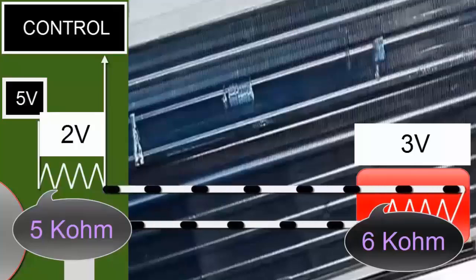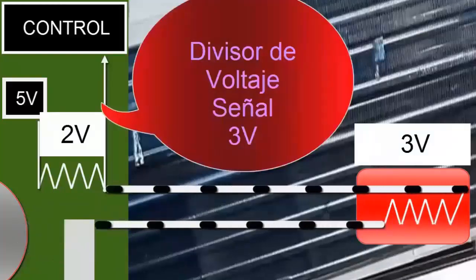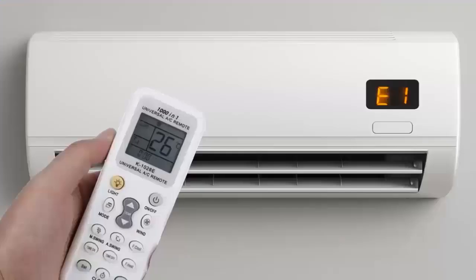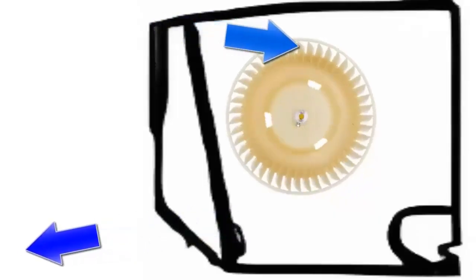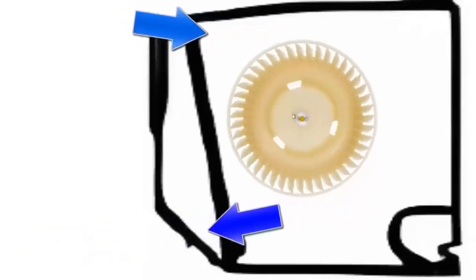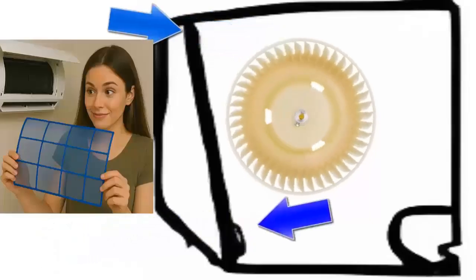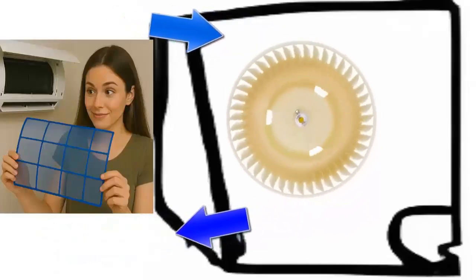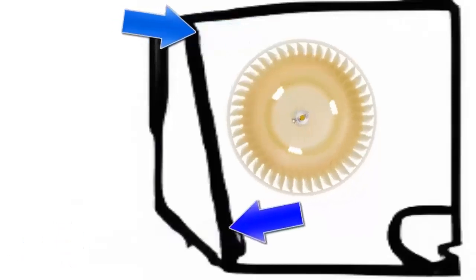Diagnosis and solutions. A. Before starting the diagnostic process, try turning off and unplugging the unit for several minutes and see if the error appears again after powering it back on. B. Check the proper airflow in the indoor unit, clean the air filters, and verify the sensor's connections and correct placement.